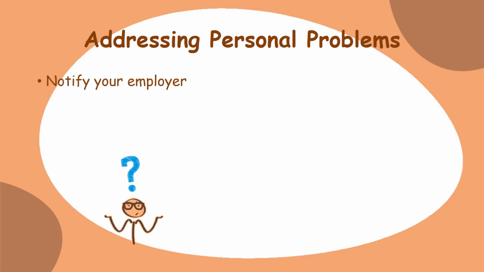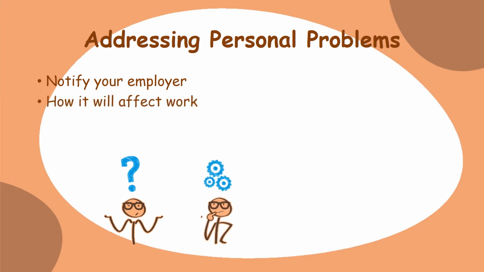The first step would be to notify your employer about the problem. You can let your employer know the dates that you will not have child care because your child care provider is closed. Second, you want to inform your employer how the problem is affecting your work. In this case, you would tell your employer that you cannot come to work during these dates unless you find alternative child care.